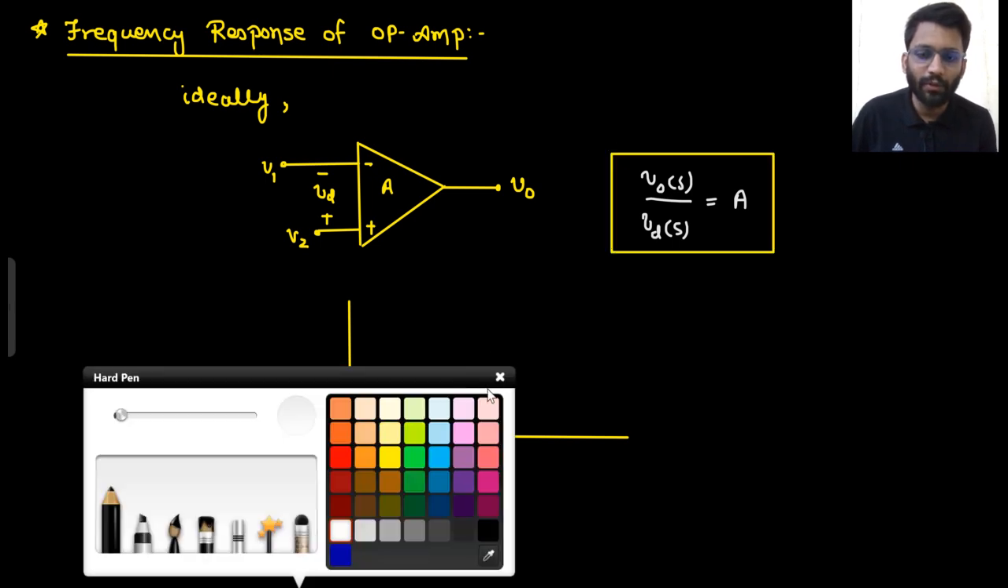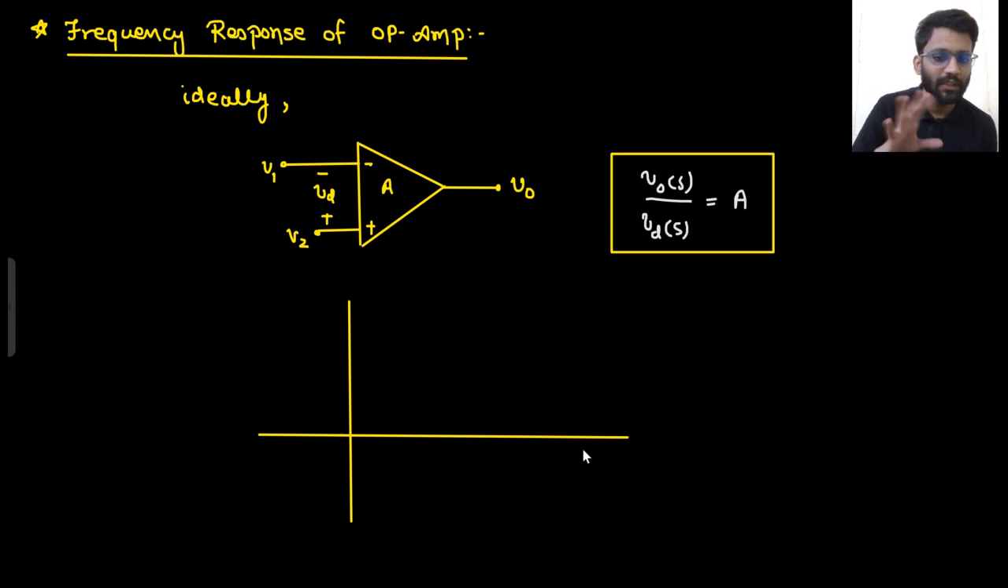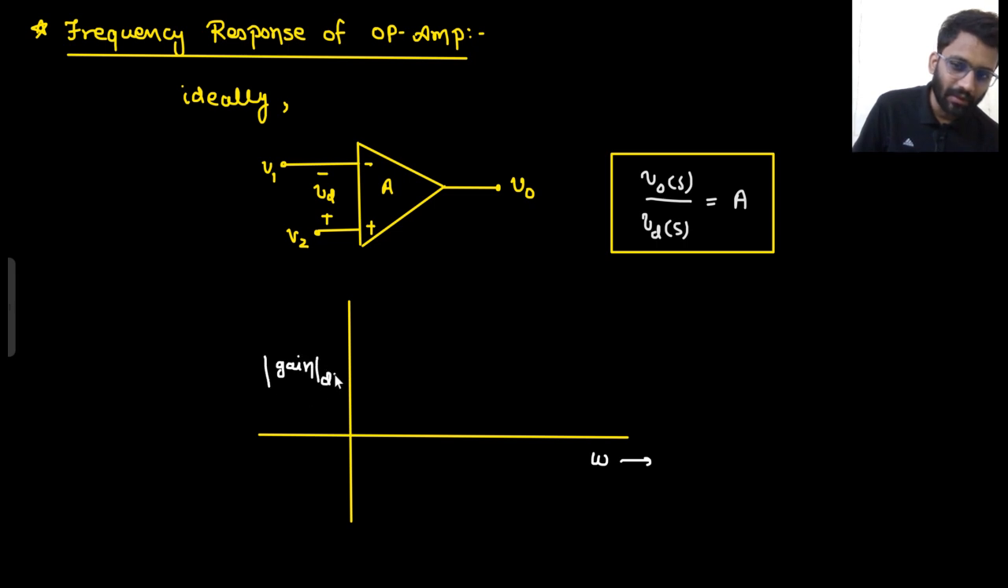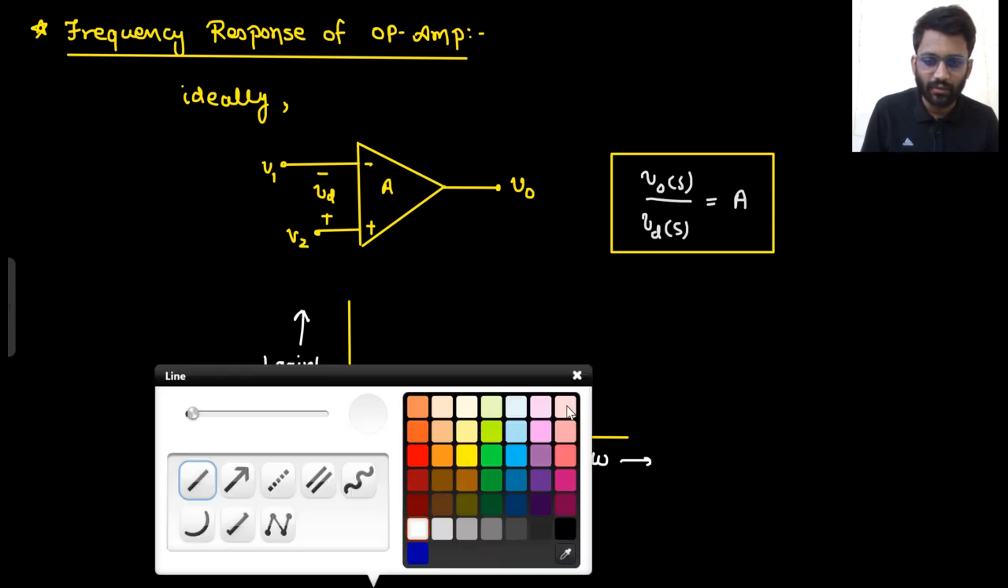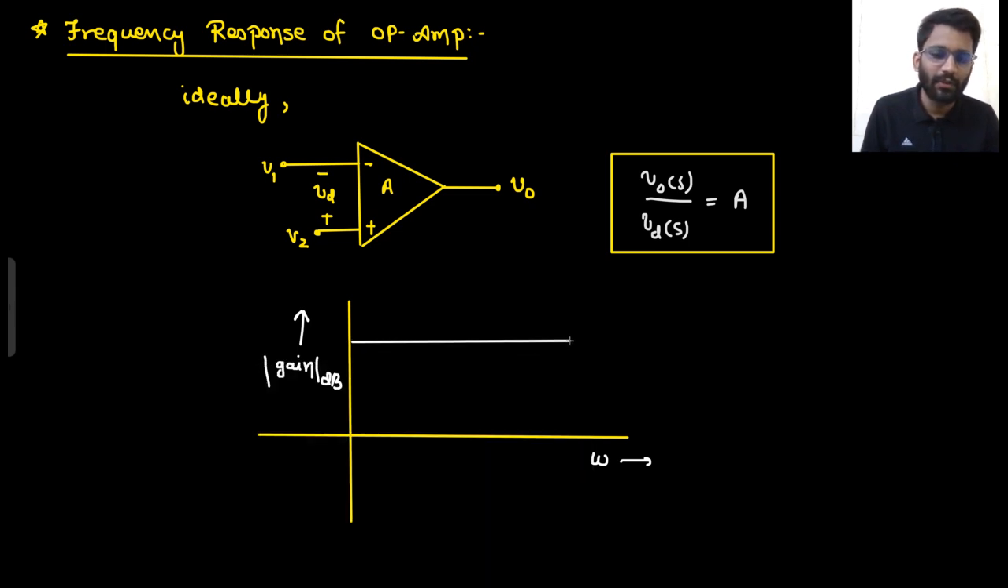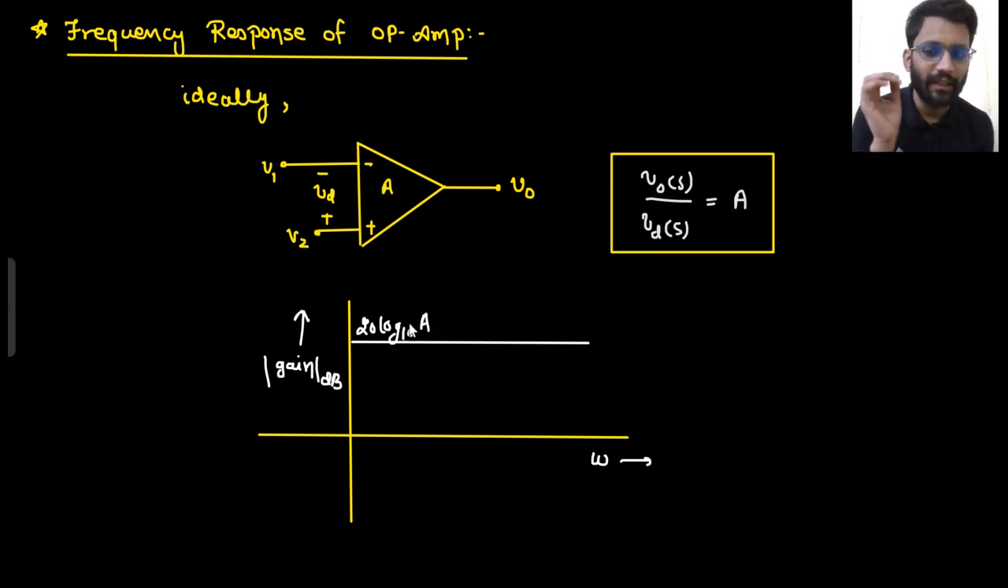So ideally, what should be the frequency response? Frequency response means with respect to the frequency, how is the gain? So here I am writing gain in dB, and frequency in omega, because frequency response is always gain in dB against frequency. How should the frequency response be? It would be a simple line parallel to the x-axis, because it should always provide a gain A, 20 log10 A. This is the ideal case, but practically it does not happen.